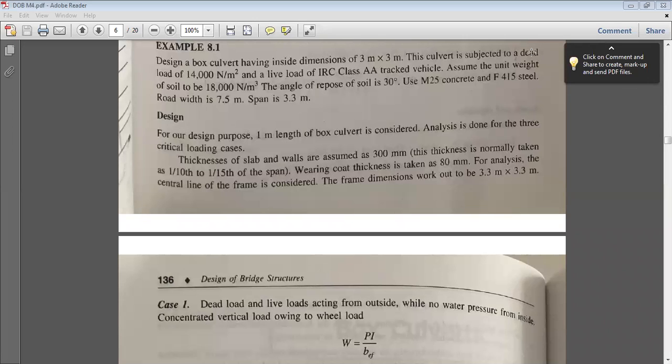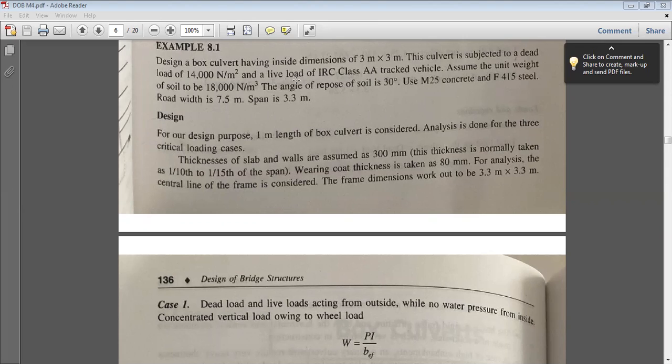Hello everyone. Today we will solve a problem on design of box culvert. So let us take one example. The example is shown on your screen now. Design a box culvert having inside dimensions 3 meter by 3 meter. That is, inside the clear vent is 3 meter wide and 3 meter deep.